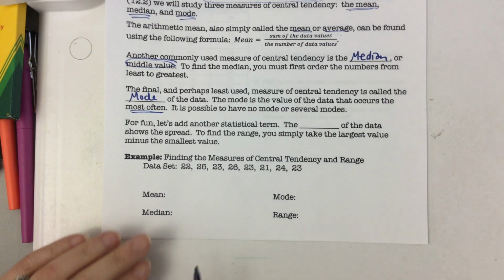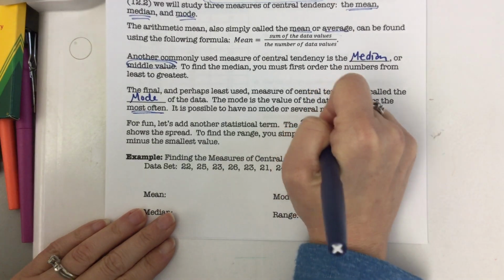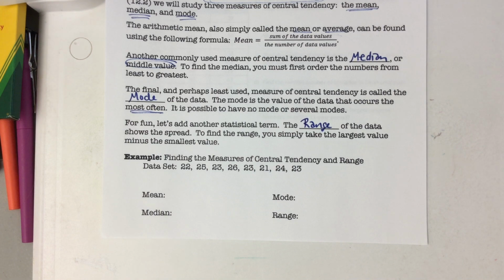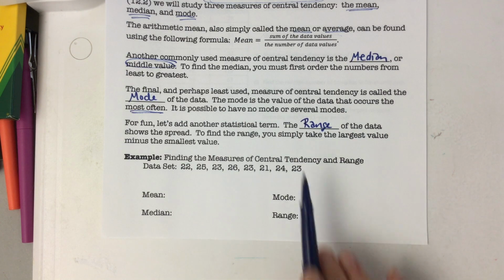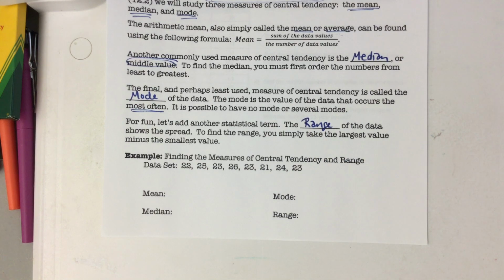And for fun, let's add another statistical term. It is called the range. The range shows the spread of the data. You want to know the difference between the largest value and the smallest value. So you simply take the largest value minus the smallest value. That is called the range.